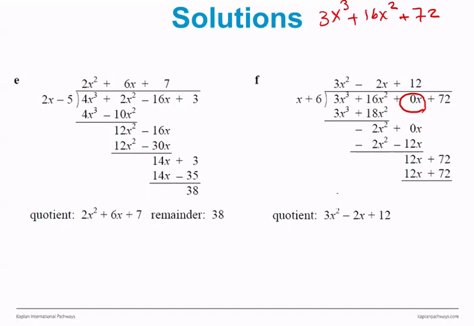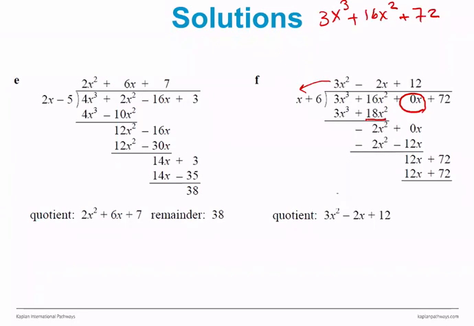It's 0 times x, which is going to be 0. But you keep it because when you work out the division, you will need it. You will have some terms in x. And then plus 72. That's the trick. That's why they wanted your attention on this question. So when you divide 3x cubed by x, it's 3x squared, and then 3x squared times x is 3x cubed. Then plus 6 times 3 is 18x squared.